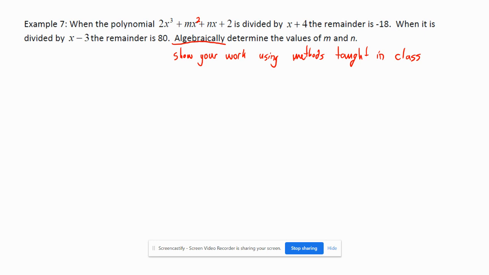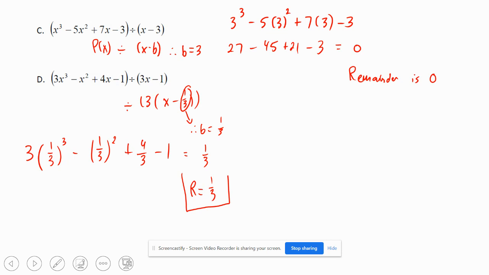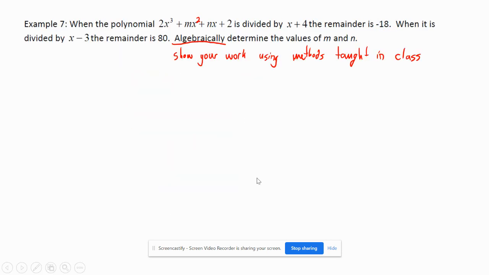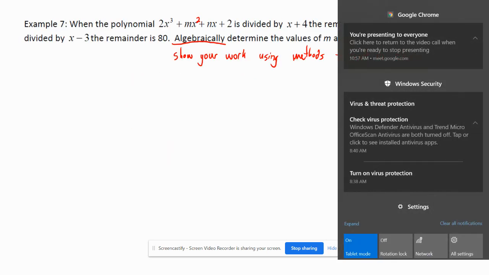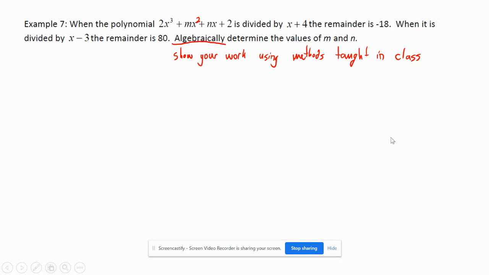Okay, the thing is we're dividing by 2 different things. We're getting 2 different remainders. But the thing is we're looking for an m value and an n value, so we have to solve for 2 different things over here. So when we're dividing by x plus 4, this is the same thing as x minus negative 4. So therefore, b equals negative 4. So we're going to put negative 4 in here.